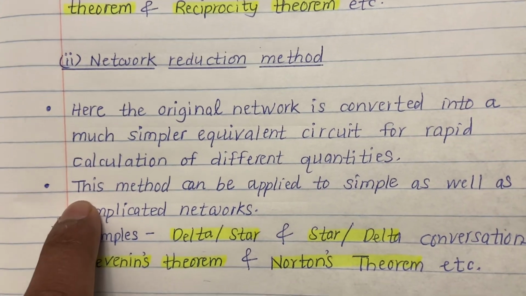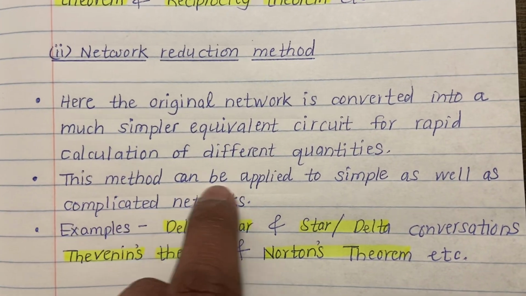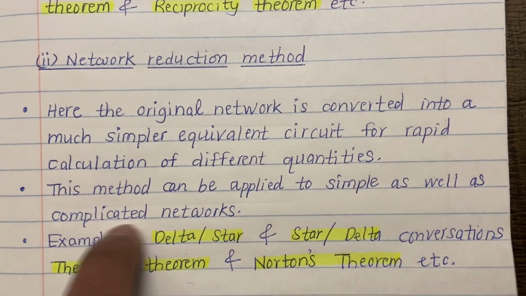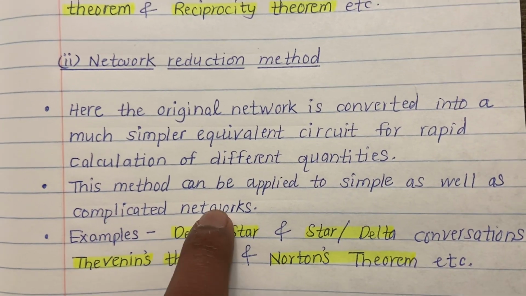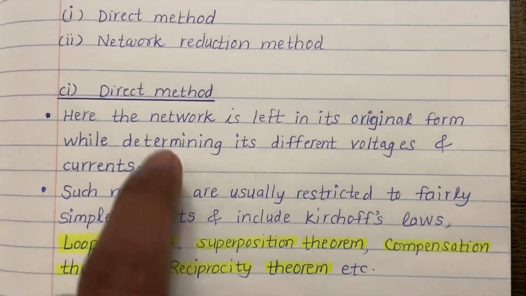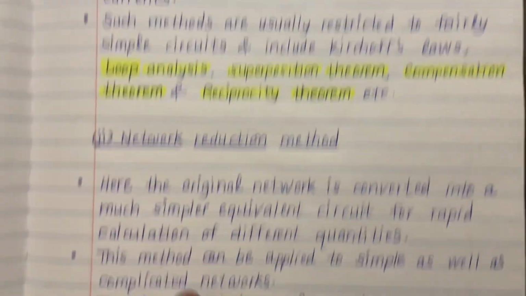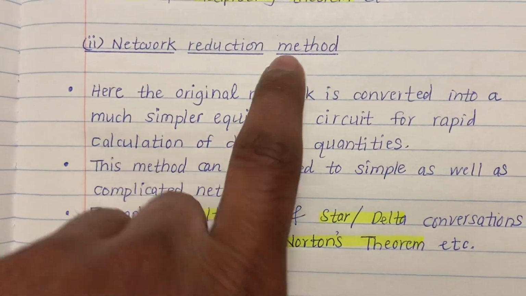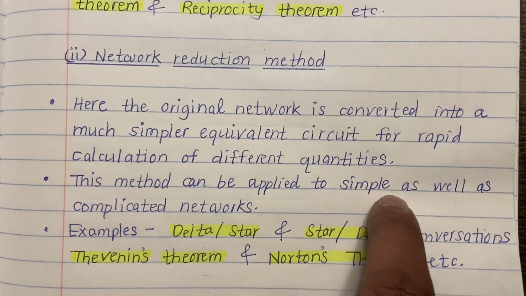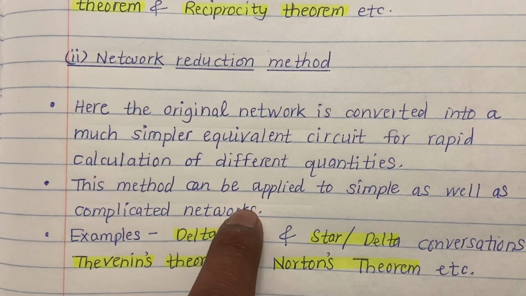What is the second point about this reduction method? These methods can be applied to simple as well as complicated networks. How this is different from direct methods is that direct methods can only be applied to fairly simple circuits, but the network reduction method can be applied to both simple and complicated networks.